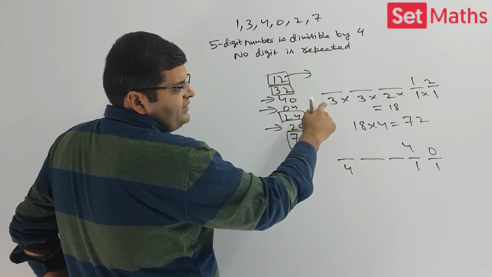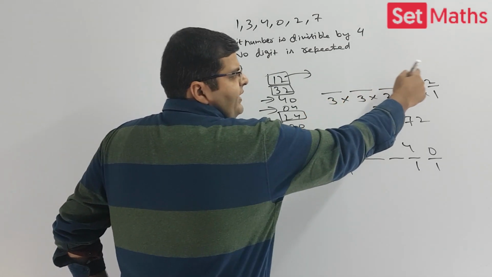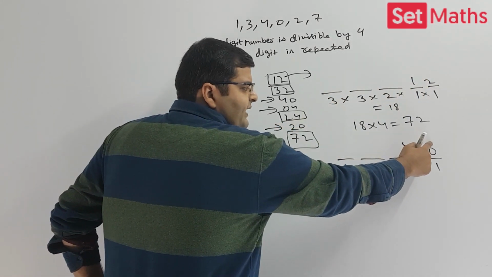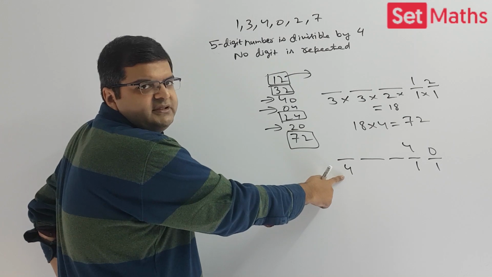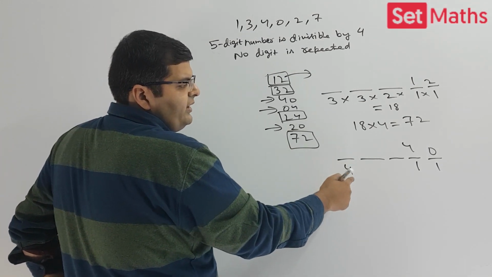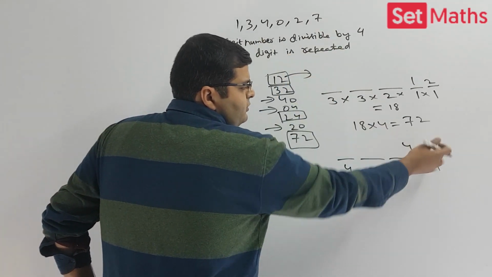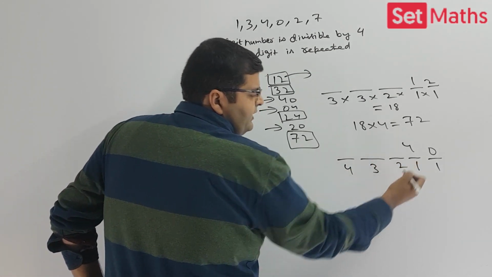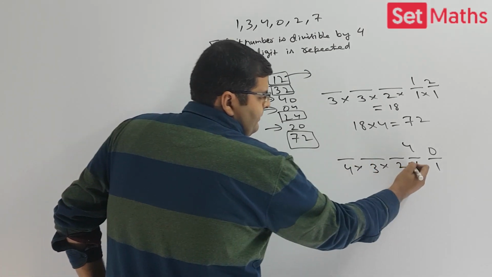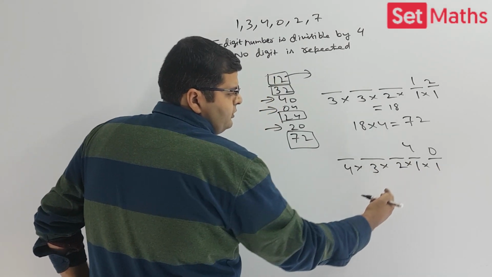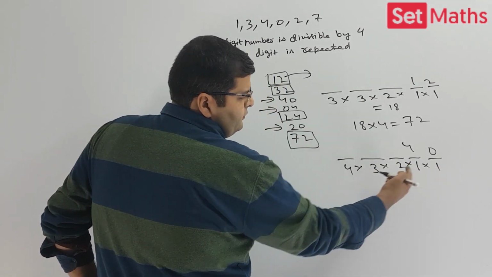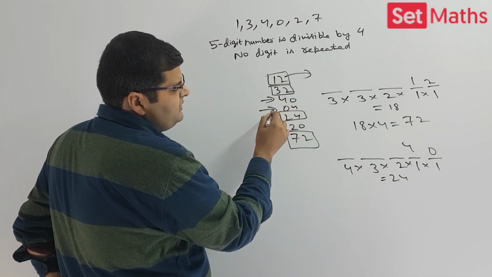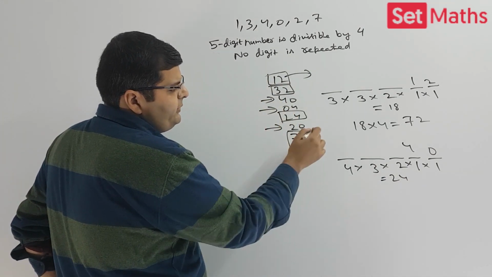If you look at it, initially I had 3 options. Why? Because 1 and 2 were utilized and 0 cannot come here. Now I have utilized 0 in the last place, so there are 4 options for this place, because there are 6 digits, out of them 2 are utilized. Similarly, I'll have 3 options here and 2 options here. So the number of such numbers will be 4 into 3 into 2, that is 12 into 2, 24.